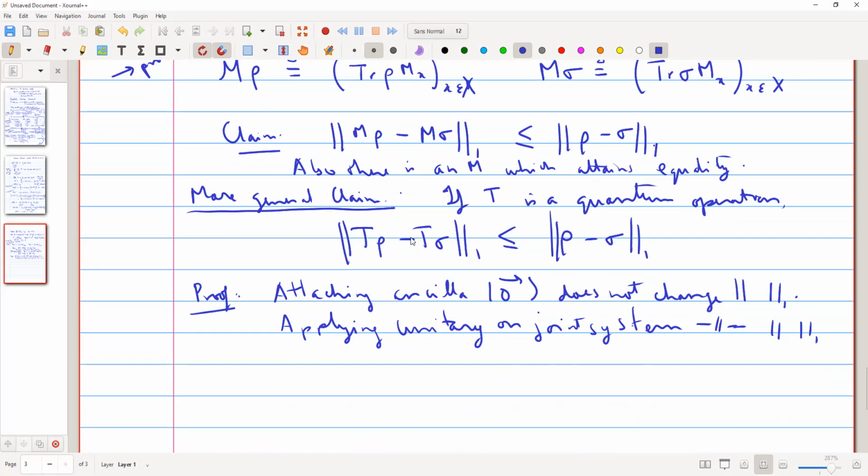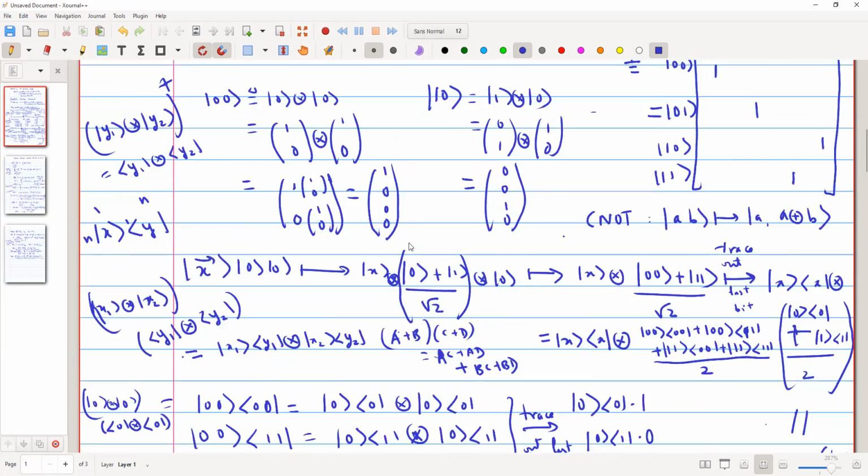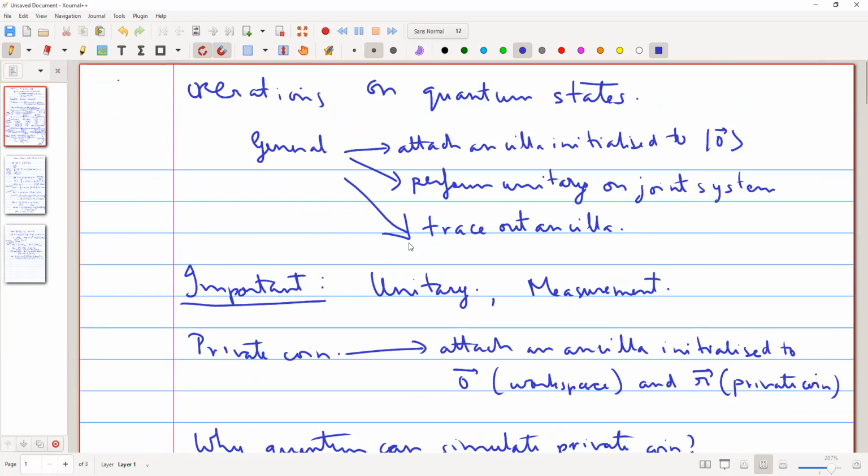And okay, yeah. One thing is, maybe I should make it clear out here. What do I mean by applying the unitary on the joint system? What does it look like in terms of density matrices? The density matrix rho goes to rho tensor ket-bra 0.